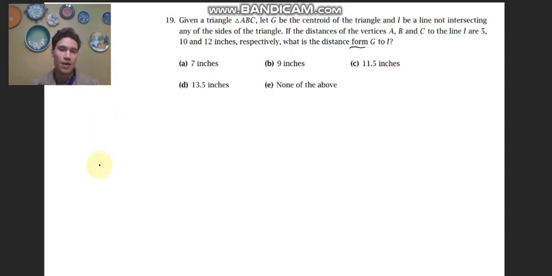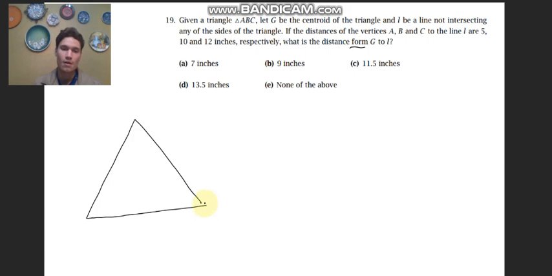Alright. First, I'm going to explain a few concepts. If we have a triangle like this, the median of a triangle is a line that goes from the vertex of a triangle to the midpoint of the opposite side to that vertex. There are three medians because there are three vertices. The point where the three medians intersect is called the centroid of the triangle. This will be the centroid of this triangle.